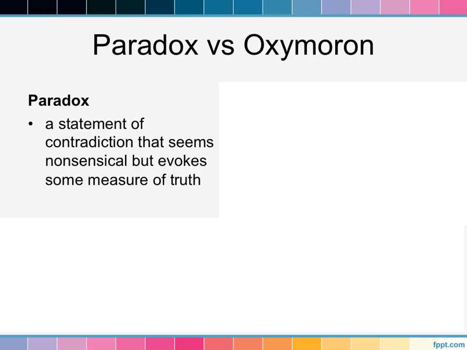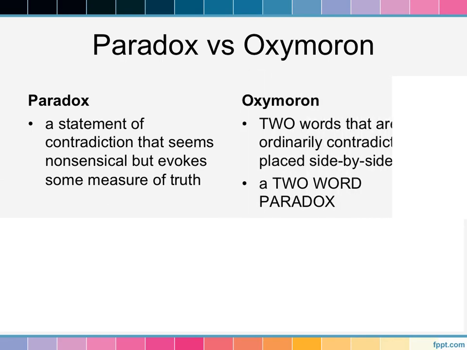Okay, paradox versus an oxymoron. A paradox, we know, is a statement of contradiction. It seems nonsensical, but it evokes some measure of the truth. Well, that's sort of what an oxymoron is, but here's the difference, and it's actually kind of obvious now that we think about it like this. An oxymoron is two words that are ordinarily contradictory, but they've been placed side by side. So in other words, you could think of an oxymoron as a two-word paradox.